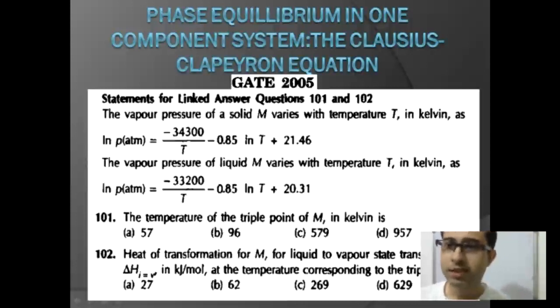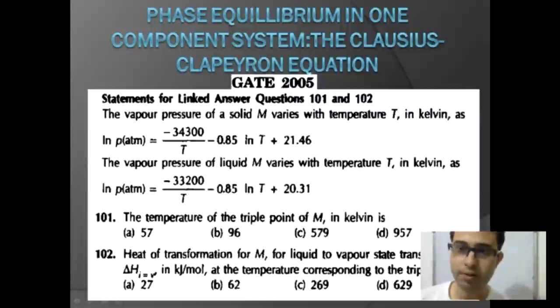Anyway, it says that the vapor pressure of solid M varies with temperature T in Kelvin as ln P, and the expression is given in terms of temperature. The vapor pressure of liquid M varies with temperature T in Kelvin as ln P minus 3320.85. Now, what is being asked? The temperature of the triple point of M in Kelvin, and the heat of transformation of M for liquid to vapor state transformation.